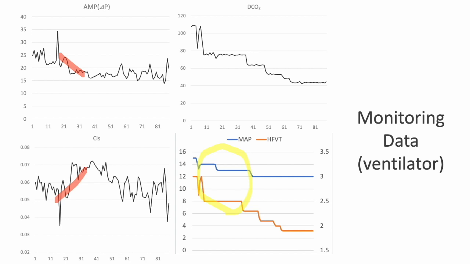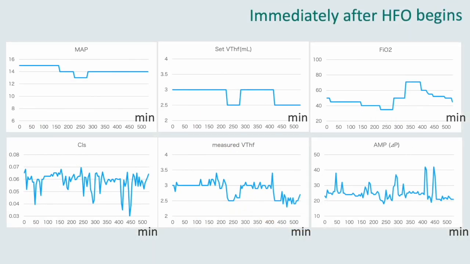In addition, there was a very interesting change in this patient. Let's look at the monitoring data immediately after the HFO change, highlighted in red. In fact, the trending monitoring data immediately after switching to HFO for this baby was shown in this figure. The MAP was lowered based on the judgment that the patient's ventilatory condition was improving. The tidal volume was also lowered, resulting in a drop in SpO2. After that, the oxygen level, MAP, and tidal volume were increased again.